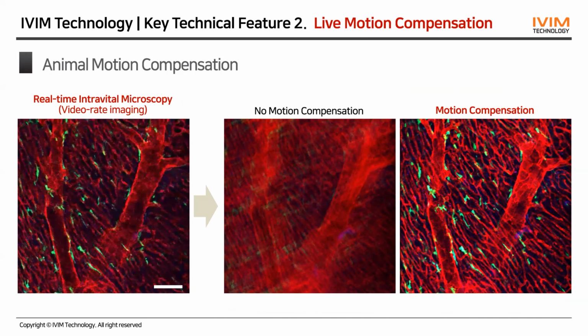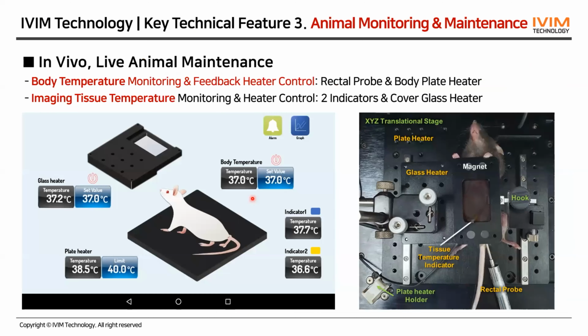On the third, we are providing various additional accessories for maintaining the healthy condition of the live animal model during the whole experiment. Here we have the rectal probe sensor for sensing the body core temperature, which has a feedback system with the heating plate at the bottom. So it maintains a stable body temperature throughout the whole experiment. And also there's a glass heater for the local tissue temperature maintenance of the imaging target organ. Therefore, we can keep both the body core temperature and the local tissue temperature of the imaging target organ stable simultaneously.